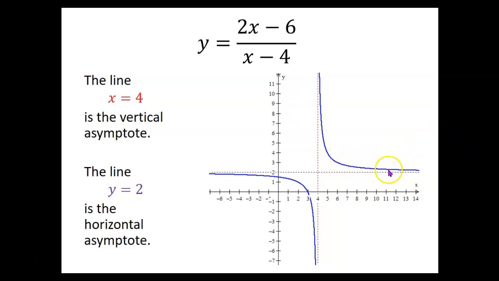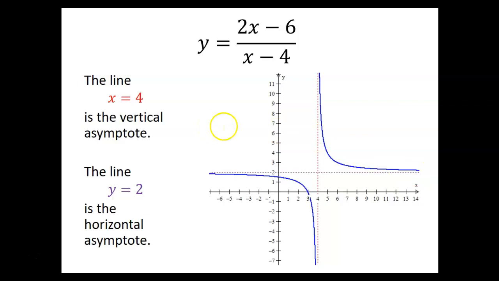Also notice what happens as we go off to the right or to the left. The graph straightens out and gets closer and closer to or becomes more and more like this horizontal line here, the line y equals 2. So that's a horizontal asymptote for this graph. And so in general, when you have a rational function, you very often, not always, but often have a vertical asymptote, and you have very often, but not always, a horizontal asymptote.